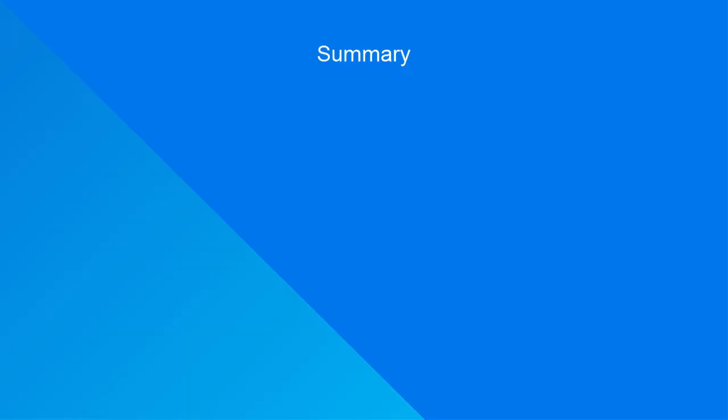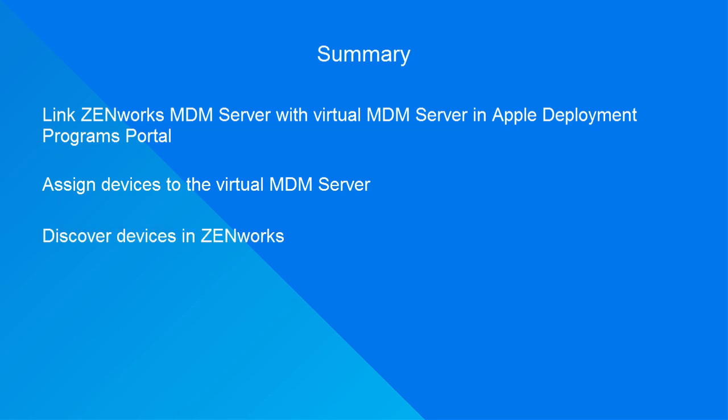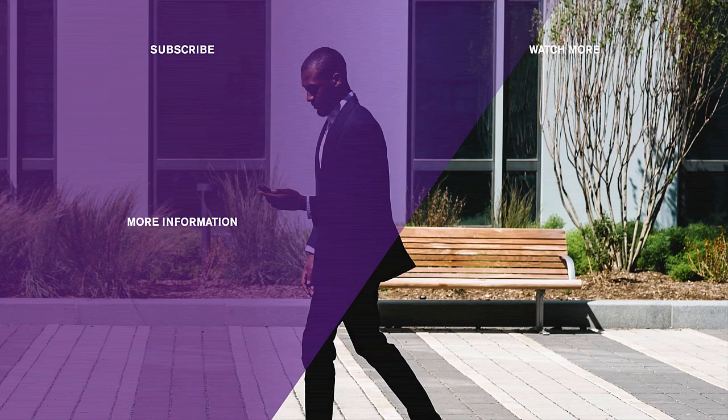We have so far seen how to link the ZENworks MDM server to the virtual MDM server created in the Apple Deployment Programs portal. We have also seen how to assign devices to this virtual server and how ZENworks discovers these devices. For more information on viewing the discovered device information and enrolling these devices to ZENworks, click the specified link to watch part 2 of this video.